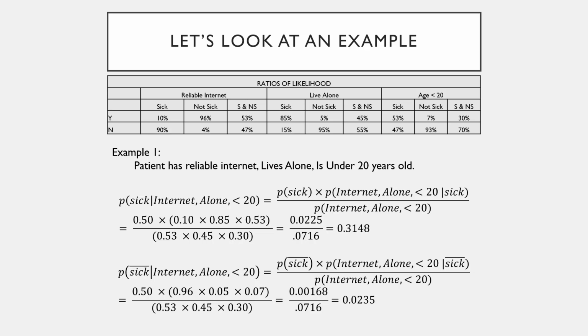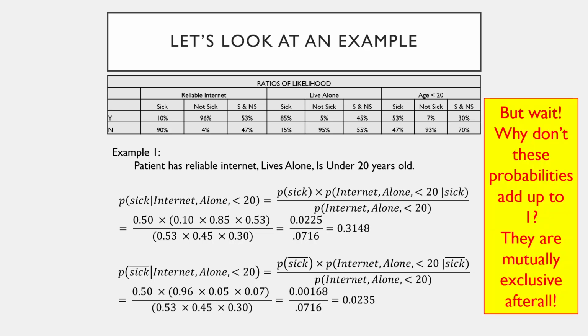So if we put that into our overall equation, our overall Bayes rule, what we'll see is that a patient who has reliable internet, lives alone, and is under 20 years old, the probability that they're sick, given all of those things, is about 31, and the probability that they're not sick, given all of those things, is about 2%. But you may quickly notice there's a problem. Those probabilities don't add up to 1.